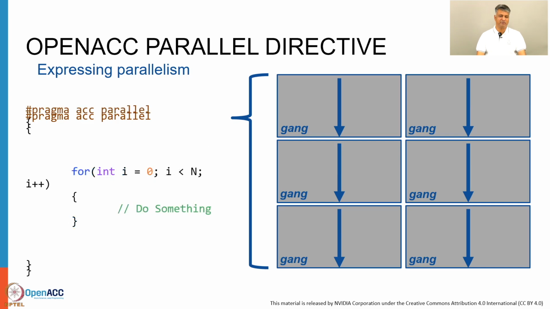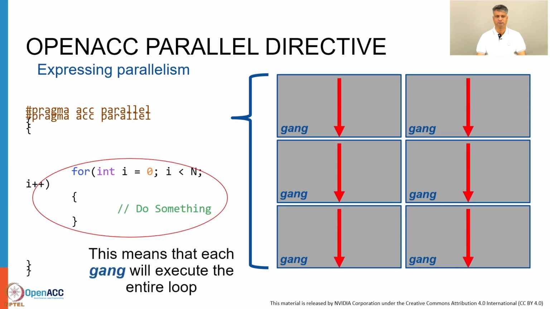So effectively, it will be something like this. If you have a for loop which is going from 0 to n, it will ask to do something in that for loop. Each gang will go and execute parts of this loop. If we do not have any major specifications, each gang will execute the entire loop redundantly. So now we have to come up with creative ways of separating and portioning out this work.